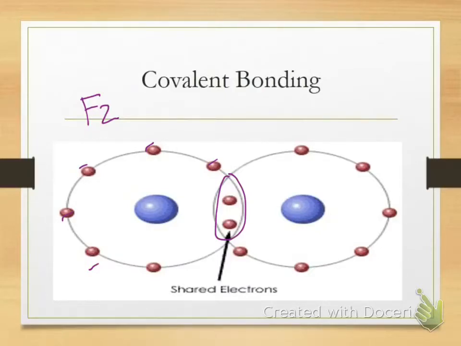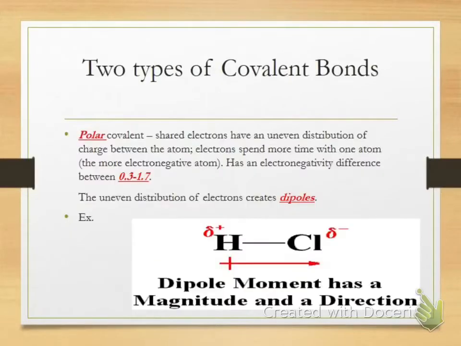So that's what covalent bonds look like. The problem with covalent bonds is some people don't share equally, do they? So we have two types of covalent bonds, sharing equally and sharing unequally, okay? The first kind, which is more common, is polar covalent molecules, okay? And that is when you have an uneven distribution of charge between the atoms. In other words, one atom gets to have possession of the electron more than the other one, okay?